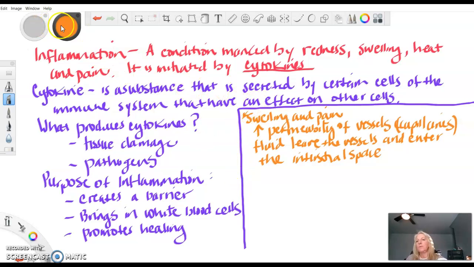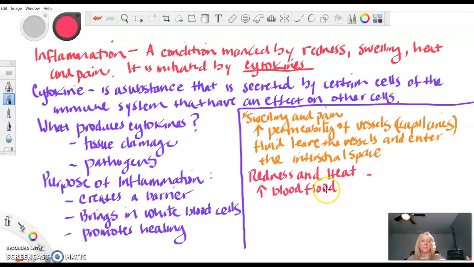Okay, so the next thing we want to look at, of course, is the redness and heat. So where does that come from? So basically what's going to happen is we need to increase blood flow. Because we're bringing stuff in. We're bringing white blood cells. We're bringing maybe some proteins, for blood clotting or whatever. So we got to increase the blood flow.